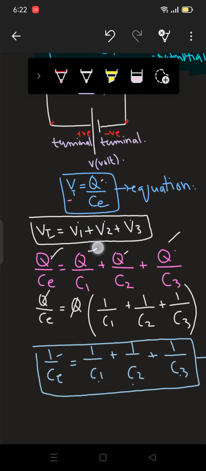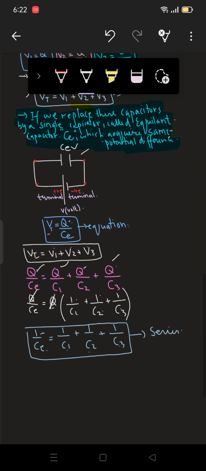We know that the charge stored on each plate would be the same on each capacitor. So we take Q as common: 1 upon C1, plus 1 upon C2, plus 1 upon C3. The charge cancels with this charge, so 1 upon CE is equal to 1 upon C1 plus 1 upon C2 plus 1 upon C3. Thus this equation shows us that the reciprocal of the equivalent capacitance is equal to the sum of the reciprocals of individual capacitors when they are connected in series.